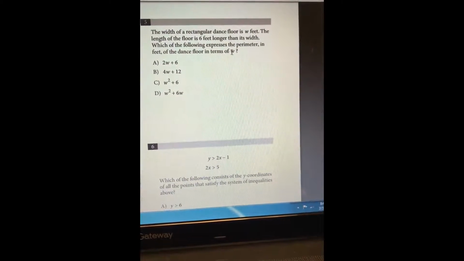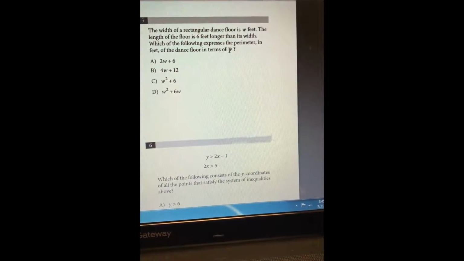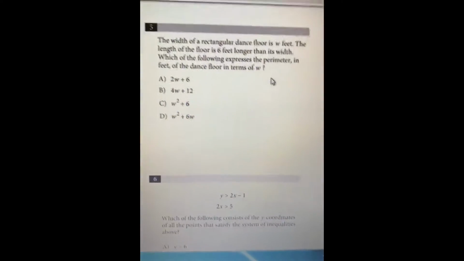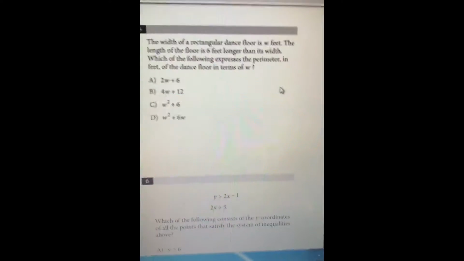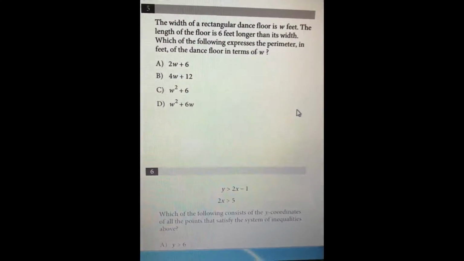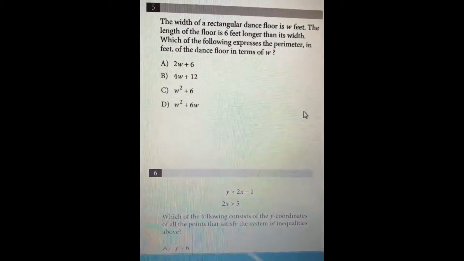Anyway, which of the following expresses the perimeter in feet of the dance floor in terms of W? And for me, it's really easy because I already saw this. I know the perimeter is just going to be 2W plus 2 times 6 plus W. And that's my answer. And I really didn't need the picture to do this one. But I'm just giving you an example of my instinct of drawing the picture while I'm reading the problem.